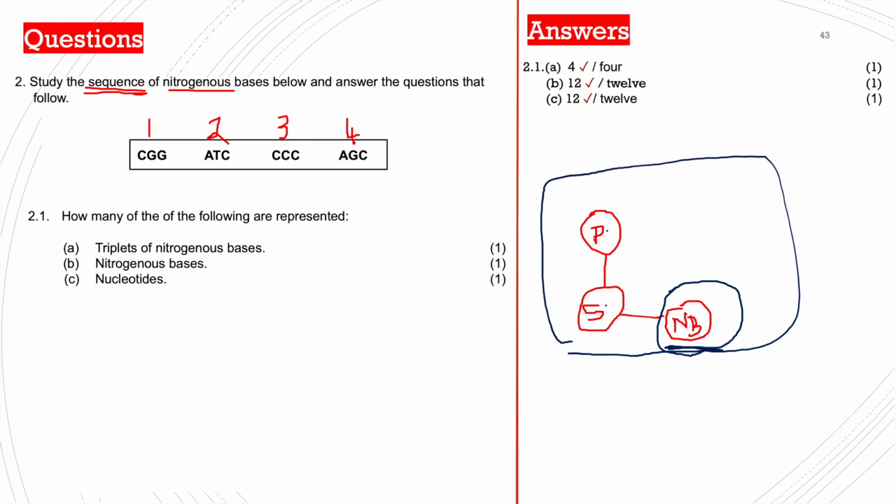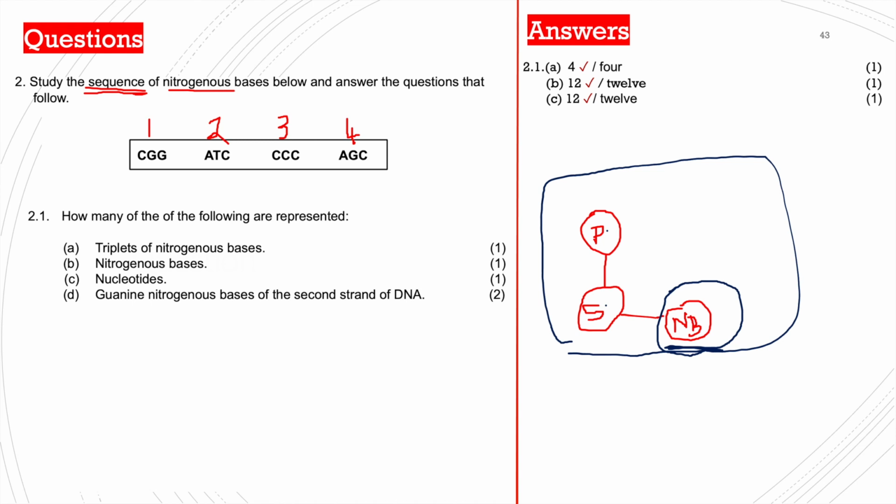So if we have one nitrogenous base, that represents one nucleotide. Therefore, here we have 12 nitrogenous bases and we are going to have 12 nucleotides as well. All right. Following question. Guanine nitrogenous bases of the second strand of DNA.